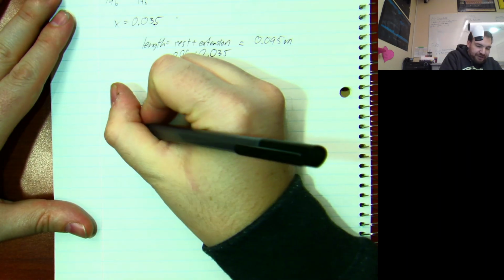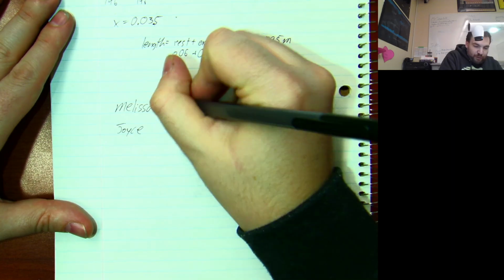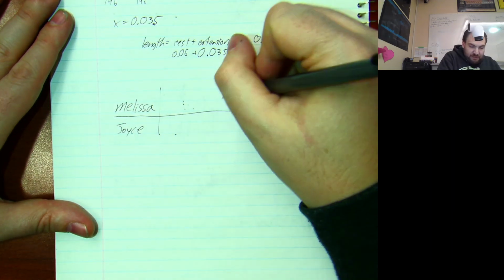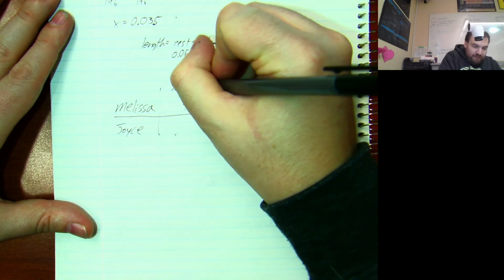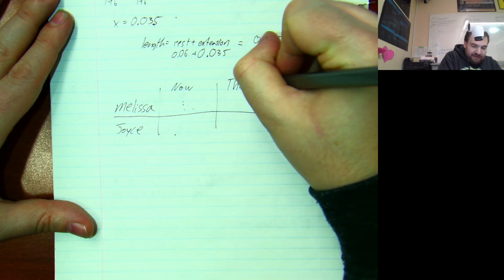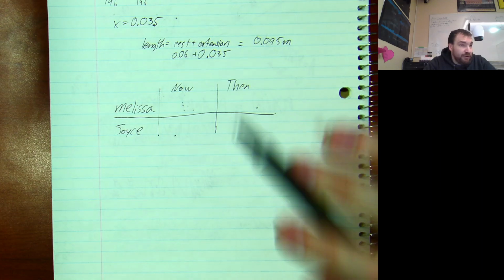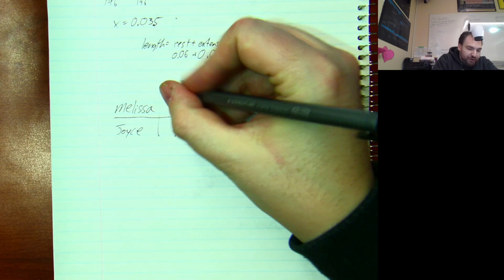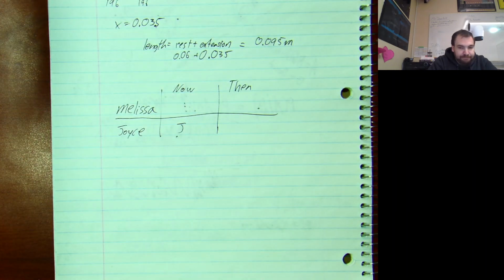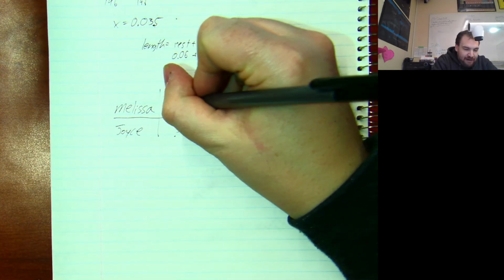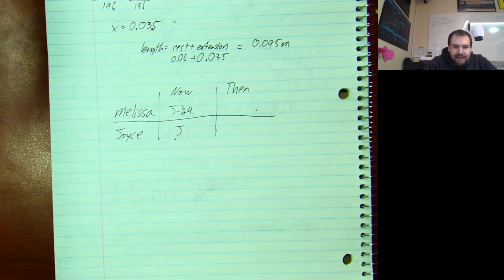I got Melissa, I got Joyce. We want to figure out 2 things. We want their age now, and we want their age then, whenever then is. And then we're going to have to do something with their ages. So we're told that Melissa is 24 years younger than Joyce. So what is my variable going to be? J for Joyce. And Melissa's age now is what? J minus 24. In 2 years, Joyce will be 3 times as old as Melissa will be then. How old are they now?